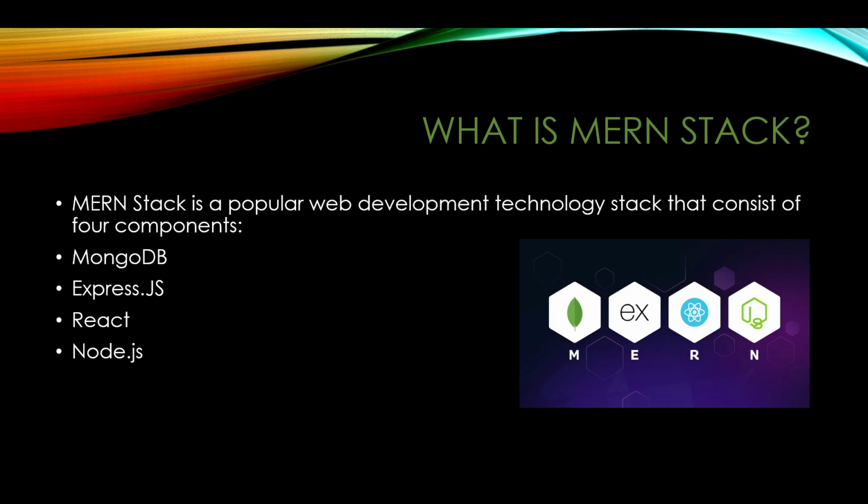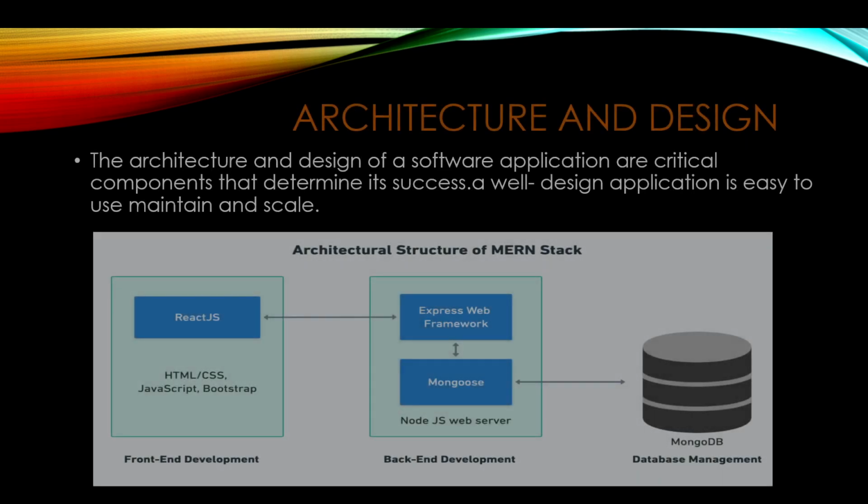What is a MERN stack? MERN stack is a popular web development technology stack that consists of four components: M for MongoDB, E for Express.js, R for React, N for Node.js.